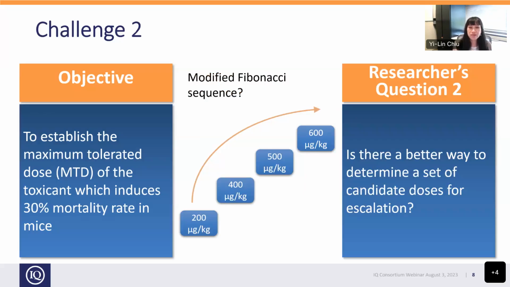Scientists essentially propose something similar to a modified Fibonacci sequence, right? Golden ratio. So from maybe 200, 400, 500, 600, and so on. But there's a problem: what if the MTD, the maximum tolerated dose, is 300? It's not among the pre-selected dose levels. Or what if, to our surprise, the MTD is, say, 700 or 800?